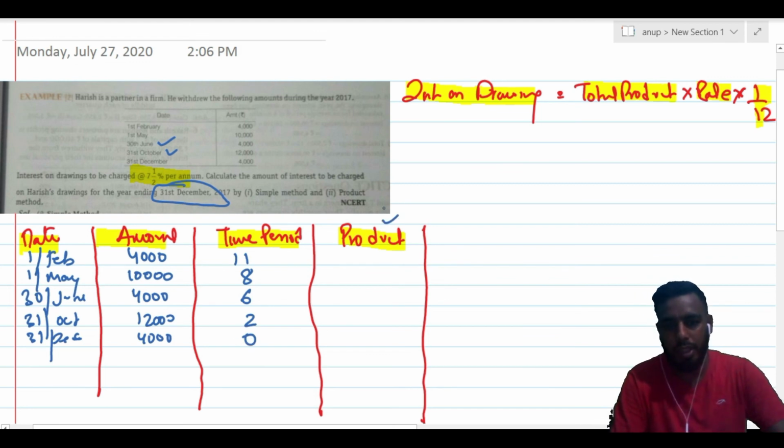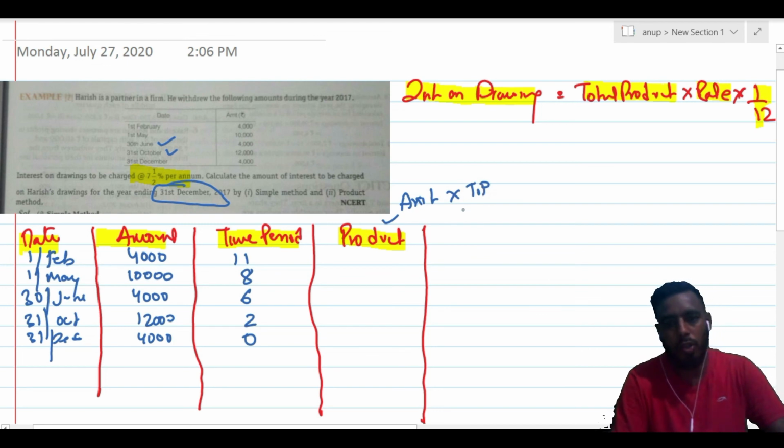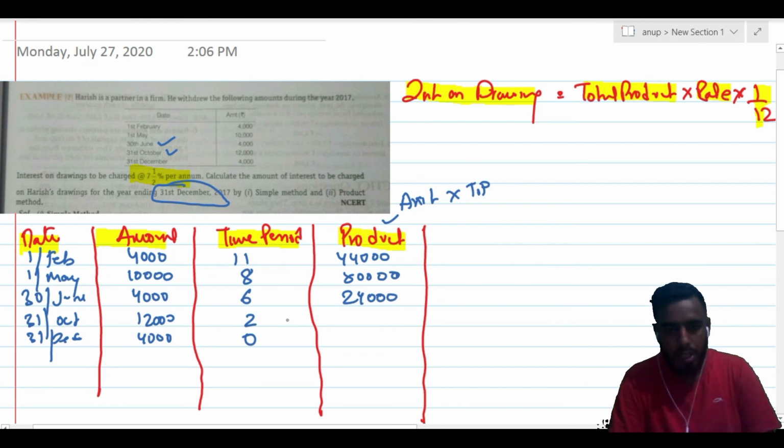Now what we need to do is we need to find the product. The formula of finding product is very simple. It is amount in the second column into the time period in the third column. So the amount is 4000, the time period is 11, that is 44,000. The amount is 10,000 and the time period is 8, that is 80,000. The amount is 4000 and the time period is 6, that is 24,000. The amount is 12,000 and the time period is 2, that is 24,000. If you multiply, and in the last you get 0.